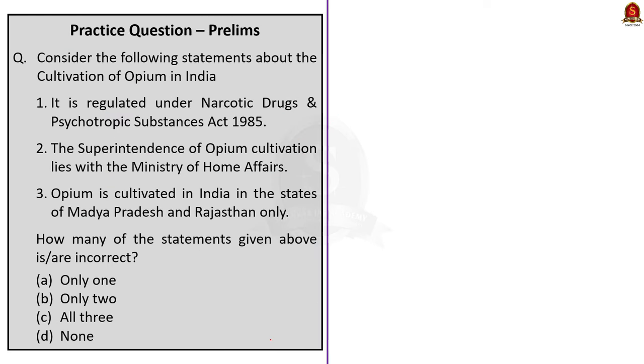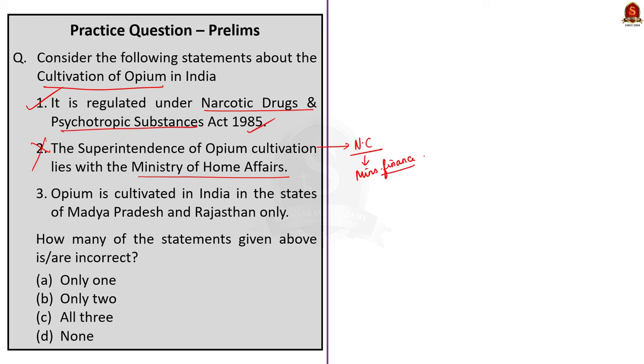Now moving on to third question, it is about OPM cultivation in India. It is regulated under Narcotic Drugs and Psychotropic Substances Act 1985. Yes, this statement is correct. The superintendence of OPM cultivation lies with Ministry of Home Affairs. This statement is incorrect because the superintendence of OPM cultivation lies with Narcotic Commissioner, who comes under Ministry of Finance and not Ministry of Home Affairs.